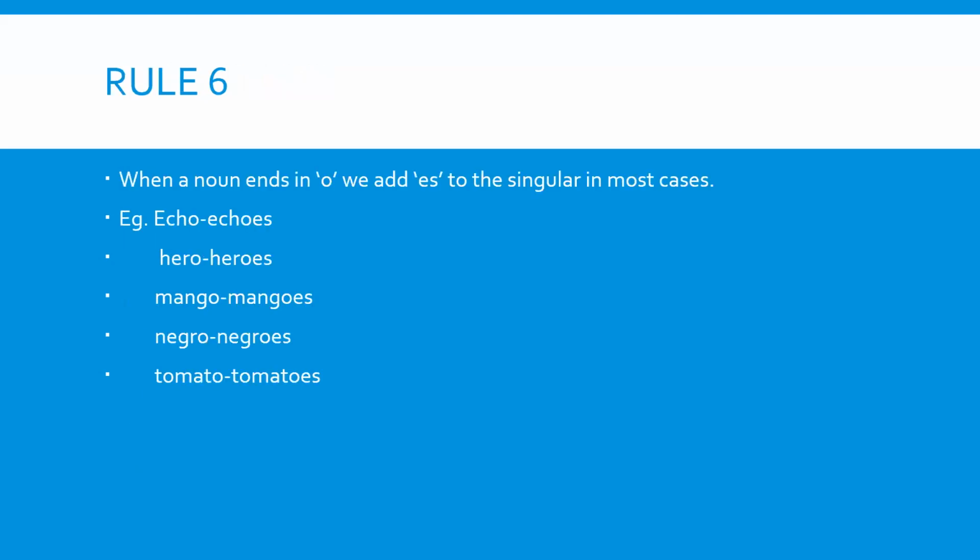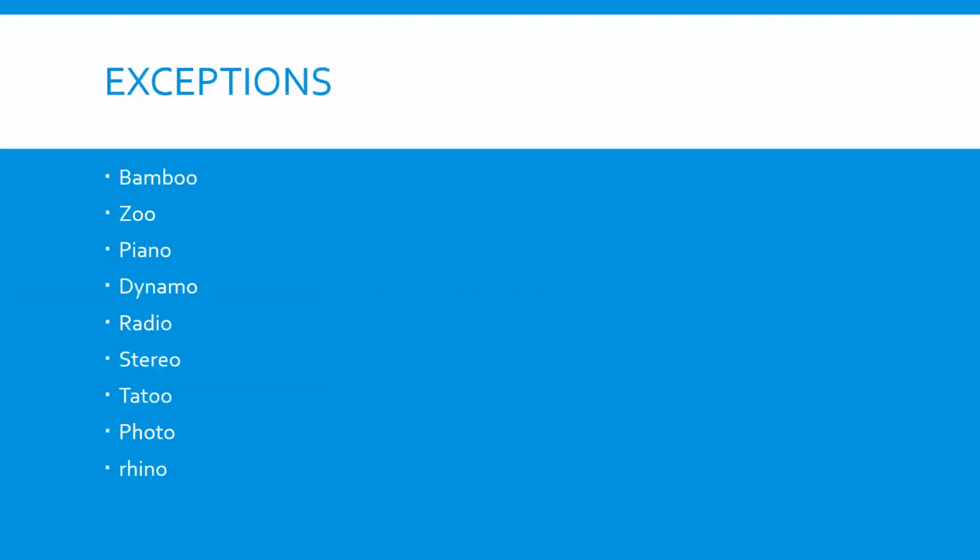Rule number 6. When a noun ends in O, we add ES to the singular in most cases. Like this. Echo ends in O, so echoes, OES. Hero, heroes. Mango, mangoes. Negro, negroes. Tomato, tomatoes. Exceptions to that rule are here.